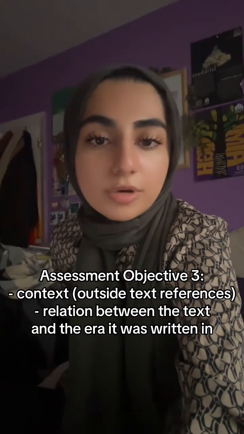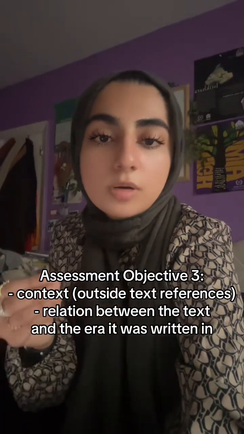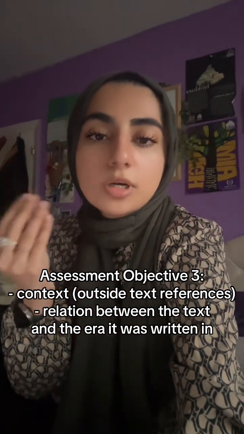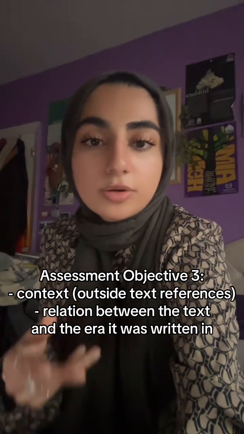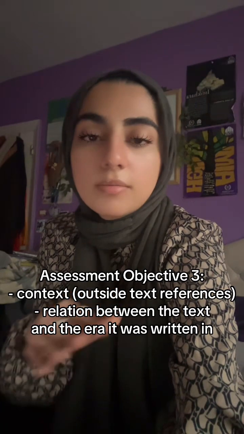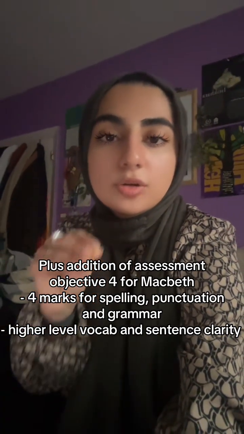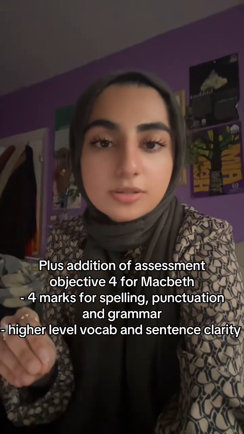And then AO3, assessment objective 3, is your context. So any outside-the-text references. So for example, in Macbeth, this would be the great chain of being, the divine natural order, gender stereotypes. For Jekyll and Hyde, this would be things like the theory of devolution, Lombroso's theory, etc. All 3 of these things must be included in your paragraphs, in your essay. Otherwise, forget about it.